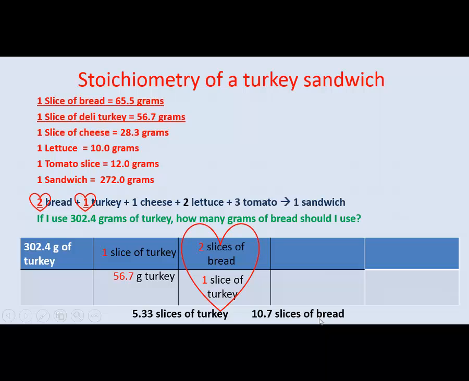Once I have my slices of bread, we convert to grams of bread by looking up the bread slice mass. This would be for a chemical reaction. I'd look up a molar mass. I'd calculate the molar mass. So for my slices of bread, you notice I have 65.5 grams of bread for every 1 slice. So I multiply by the slice mass. If this was a chemical reaction, I'd multiply by the molar mass. So I take 65.5 grams of bread times the 10.7 slices, and I'd find that I'd have to use 6.99 grams of bread with the 302.4 grams of turkey to relate the quantities correctly here with the stoichiometry.